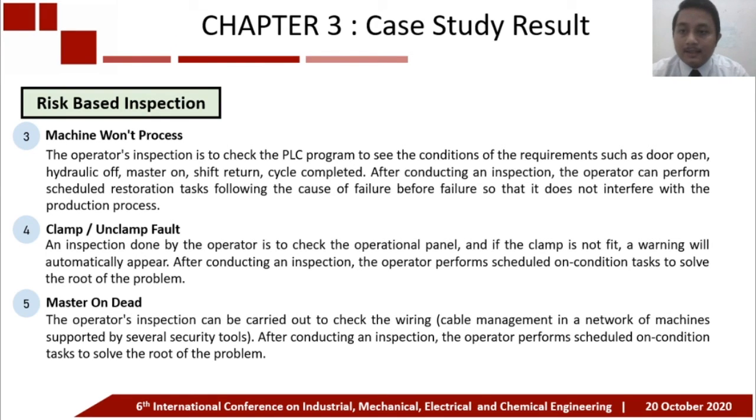And the fourth is clamp or unclamped fault. An inspection done by the operator is to check the operation panel, and if the clamp is not fit, a warning will automatically appear. And the last is master on. The operator's inspection can be carried out to check the wiring or cable management in a network of machines supported by several security tools.